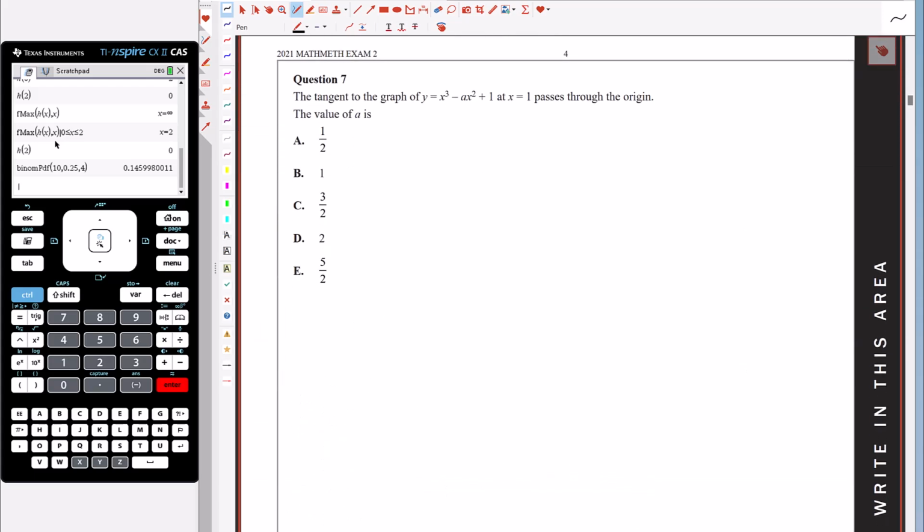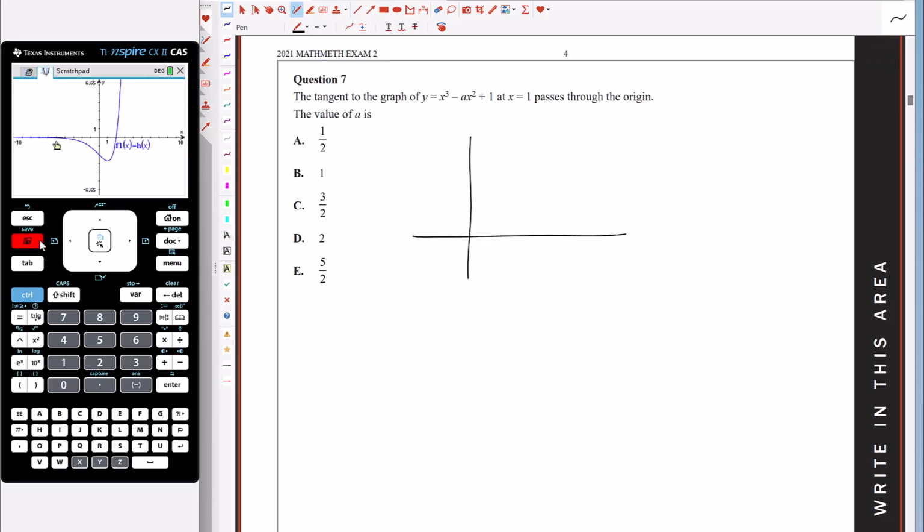Question 7. The tangent to the graph of this cubic at x equals 1 passes through the origin. The value of a is... Okay, so if we think about what we have here, we have some sort of cubic function. Doesn't matter what it is. Y intercept at 1, so I'm just making it up. Let me draw it. I'm just trying to illustrate to you what's going on here.